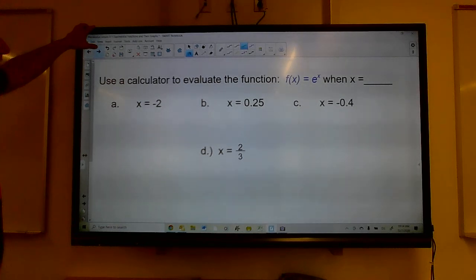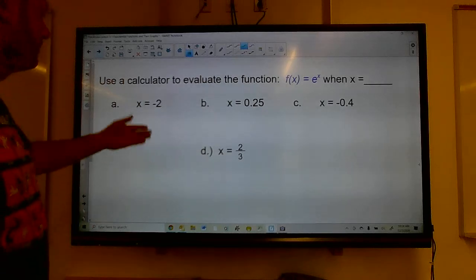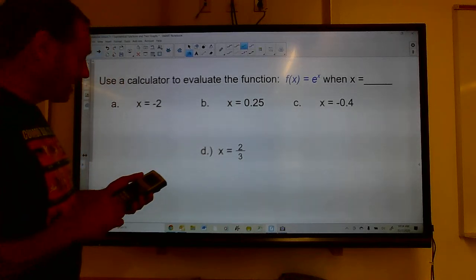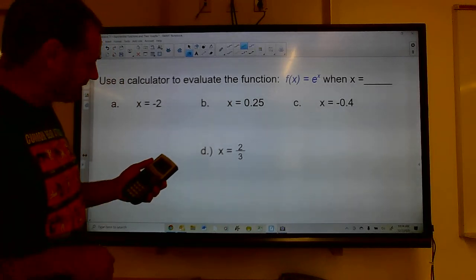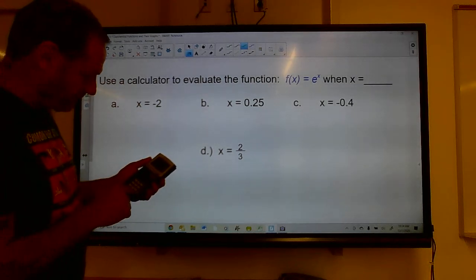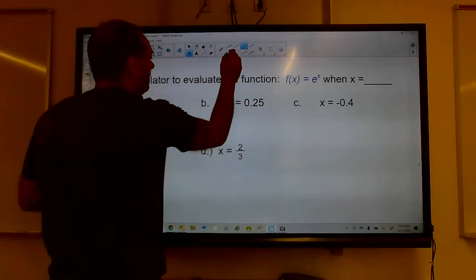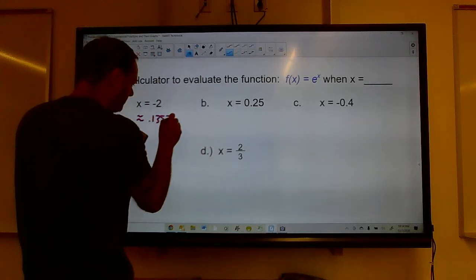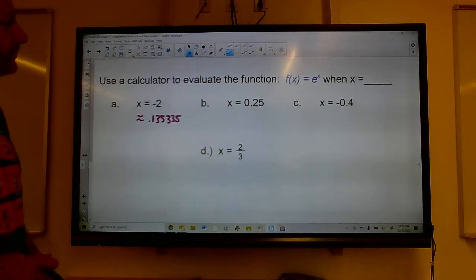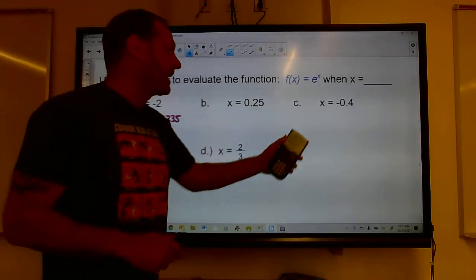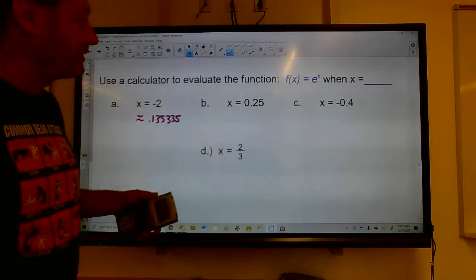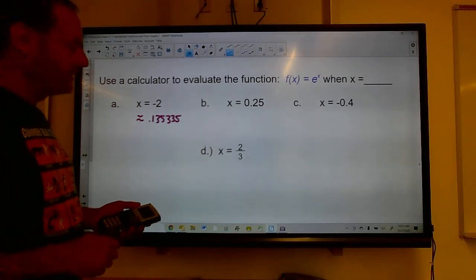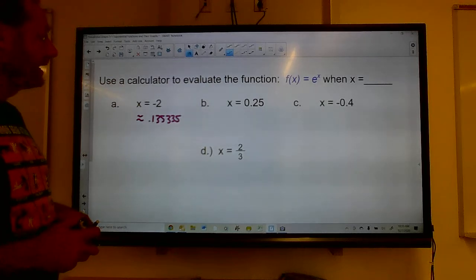Okay, use a calculator to evaluate the function f of x equals e to the x for each of these values of x. So here's what I'm going to do. I'm going to push second and then the natural log key, so that gives me e, and then it gives me an exponent. I'm just going to put -2 in there and hit enter. And this should come out to be 0.135335 and some change. Okay, so you can pause the video right here and try these and make sure that you get these numbers written down, and then you can look at what I'm going to do next. So go ahead and pause the video, do these next 3 problems, and then jump back on here and look at what we get.